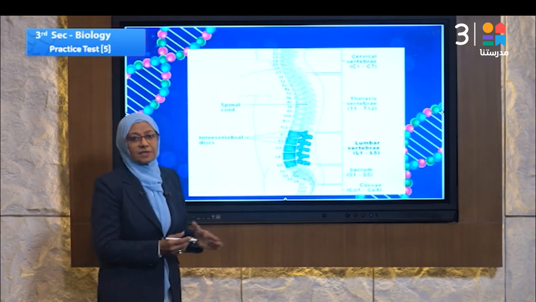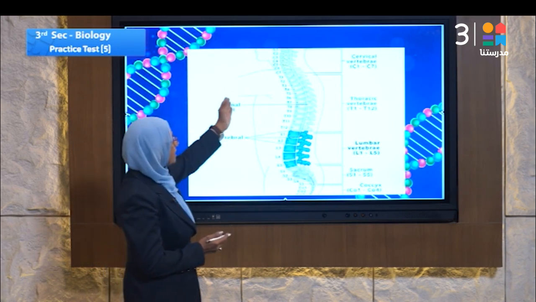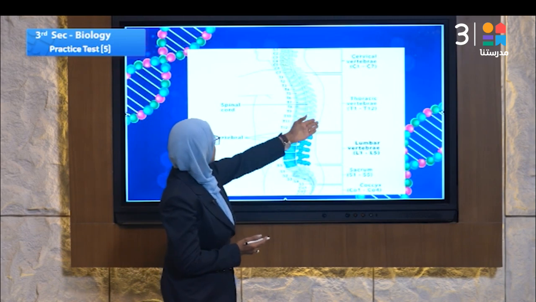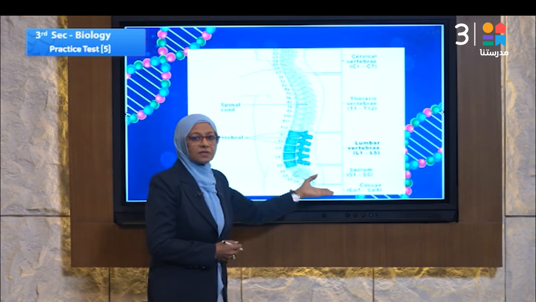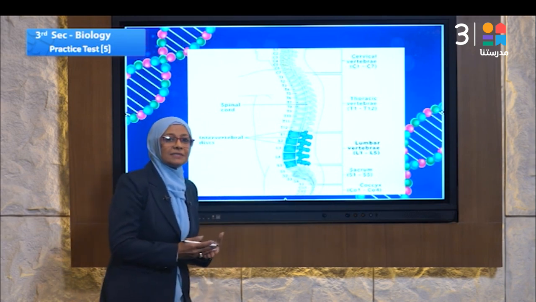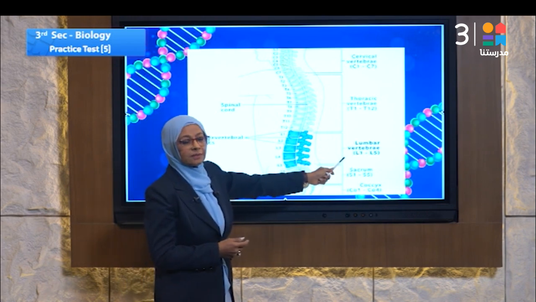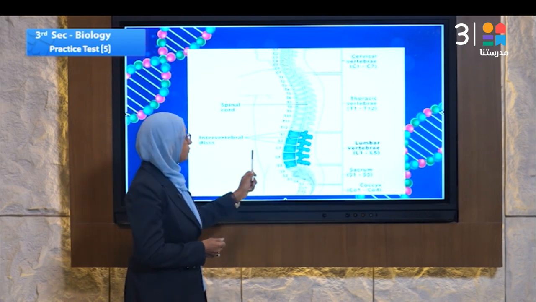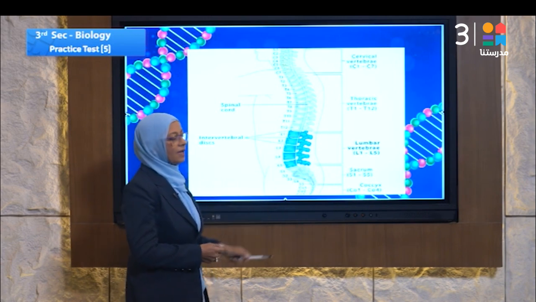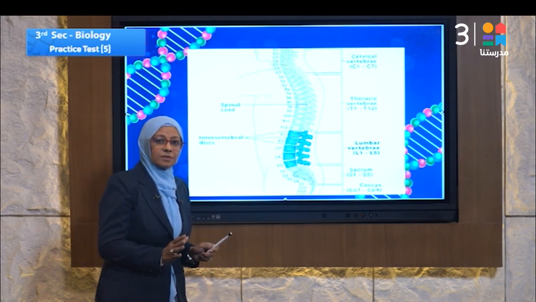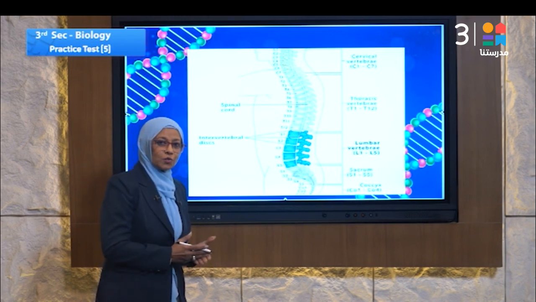Let's speak about the vertebra. The vertebra consists of many types: cervical, thoracic, lumbar, sacrum, and coccyx. Which one is the biggest vertebra? The biggest vertebra is the lumbar one. The lumbar one contains 5 vertebrae. 1, 2, 3, 4, 5, about their number and their size, it is the largest one.